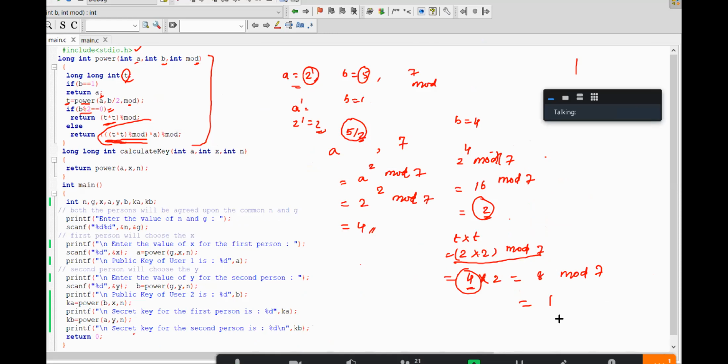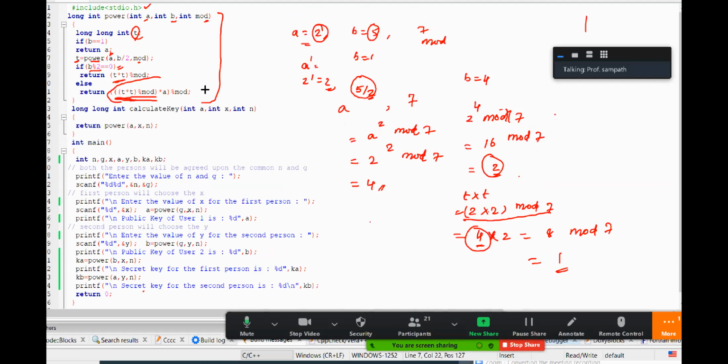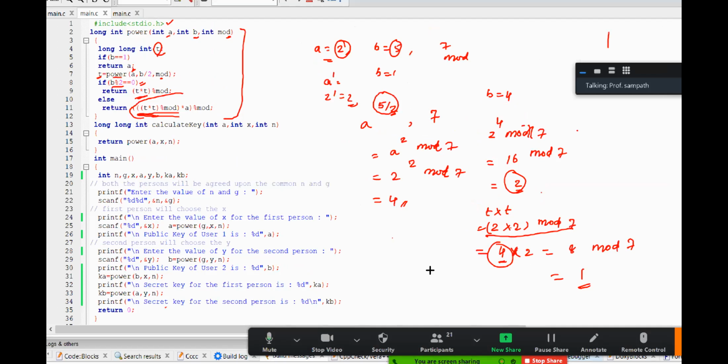Let me cross check whether this is correct. What is the power value which I have selected? 2 power 5 mod 7. 2 power 4 is equal to 16, 16 times 2 is 32. 32 mod 7. Correct.